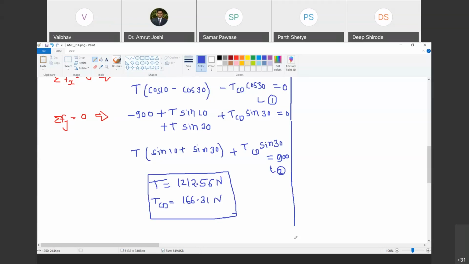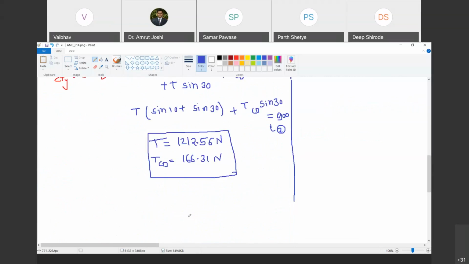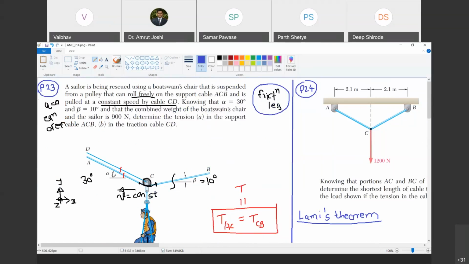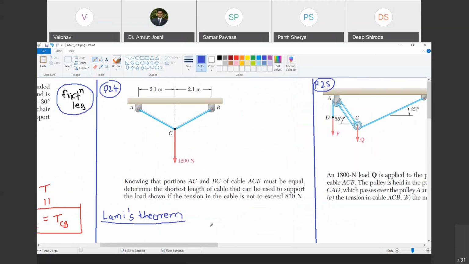So I got the independent confirmation. So we can move ahead. Have we found out tension in cable A, C, B? Yes. Have we found out tension in cable CD? Yes. So part A and part B of the problem are addressed. This is the answer to part A. This is the answer to part B. Are you with me, Vaibhav? Yes, sir. Okay. Now we are going to go to next few problems.